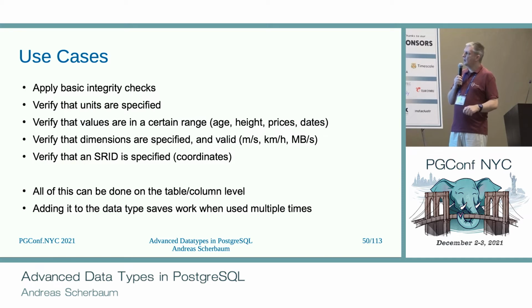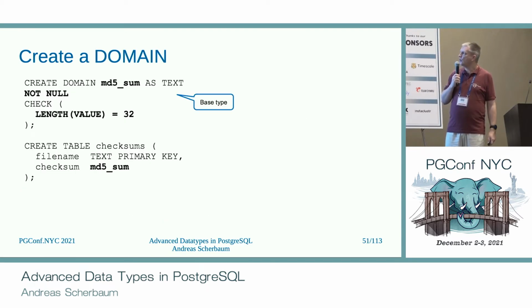One example, a Postgres extension makes heavy use of this kind of stuff for UUIDs. So, to give you an example, I created a data type called MD5sum, and we know an MD5 checksum is always 32 characters long. So we can apply a check here. First of all, it can't be null, so not null. And we apply a check. The length must always be 32 characters.